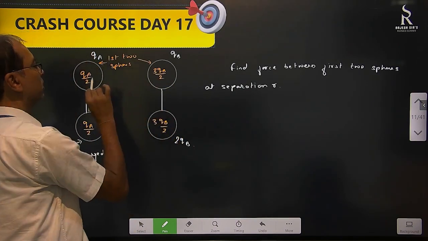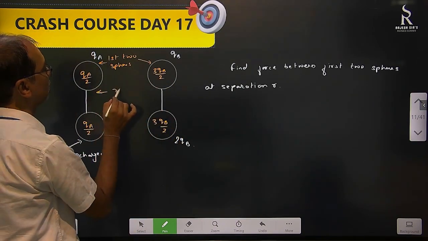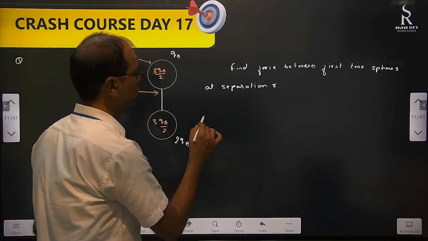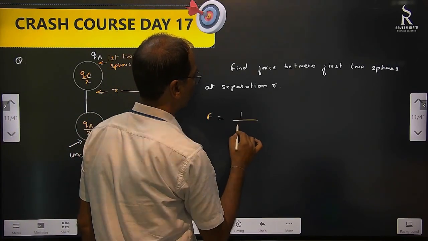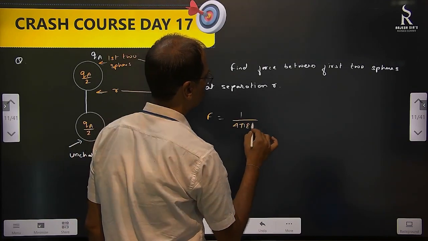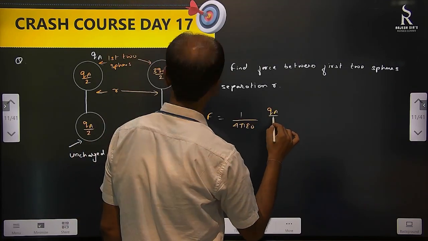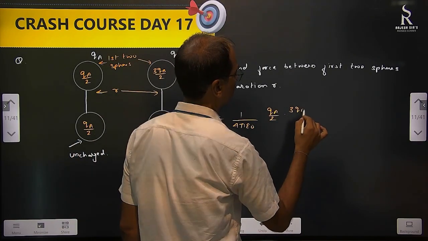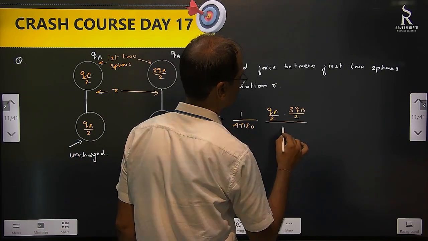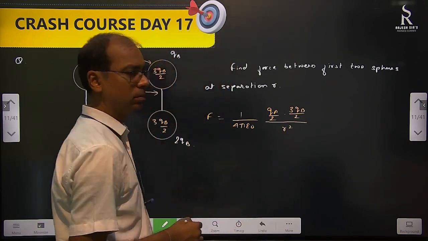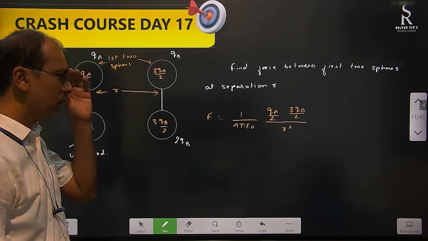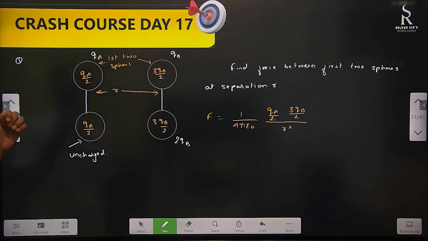Now he is asking what is the force between them if the separation is R. Fine, no problem. It's an easy question now. Force is 1 by 4 pi epsilon naught, QA by 2 into 3QB by 2, by R square. That's it. Done.